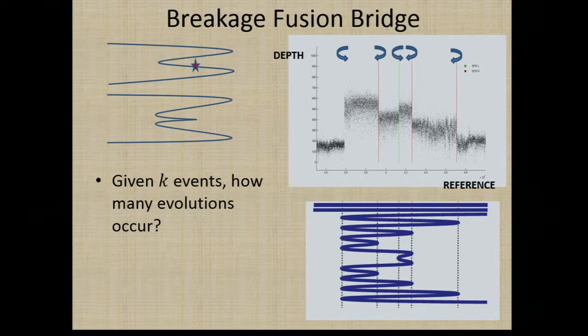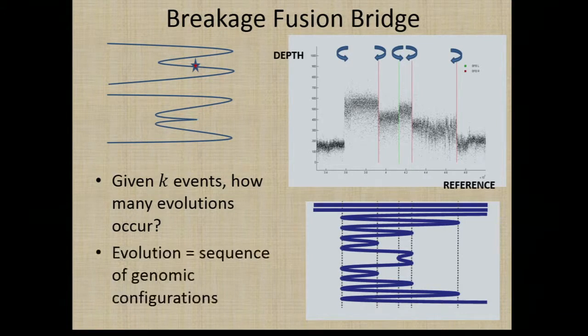Given k events, so there could be k break and fusion bridges, or there could be a mixture of events going on, we can ask how many evolutions are possible. That's what we mean by saying how big is this space. What we're counting is these evolutions. By an evolution I mean a sequence of genomic configurations. We start from a wild type, and every time we have one rearrangement, we get a new structure. An evolution is that entire sequence of genomic configurations. So we're asking how many are there.